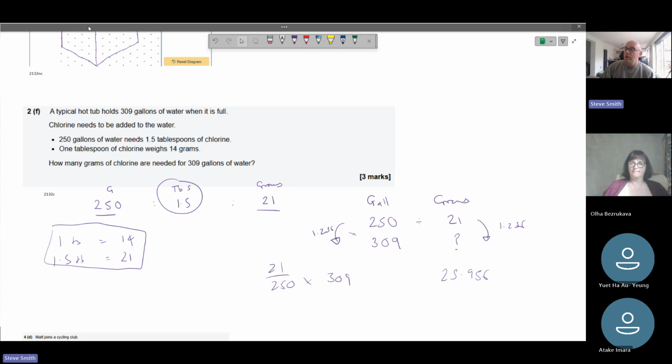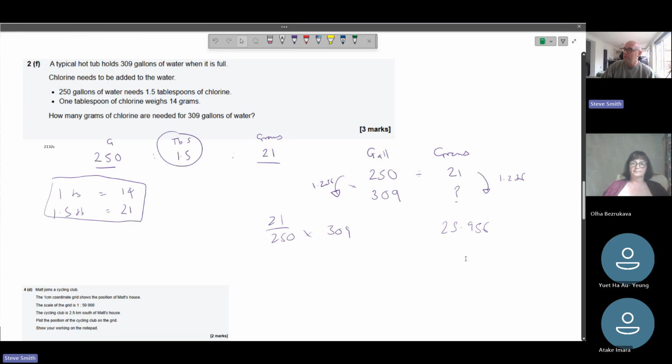Right, and that's how many grams. It doesn't say to the nearest, which I'm a bit shocked about. But we're going with 25.956 grams because it doesn't say to the nearest whole number or to 2 decimal places. It does say how many grams, but it doesn't say to the nearest number. So I'm happy with 25.956.